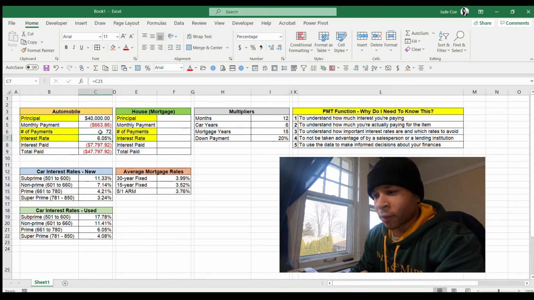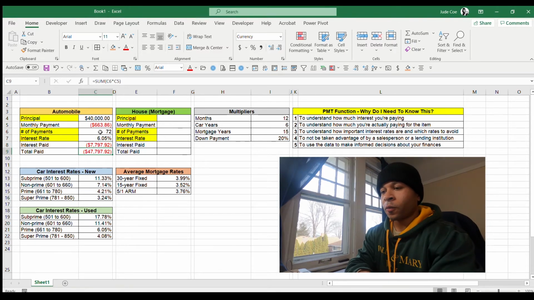So that's a lot different. If you had paid $40,000 for the car cash, then you would not have had to pay this $7,000. So over 6 years, that's a little over $1,000 a year in interest.